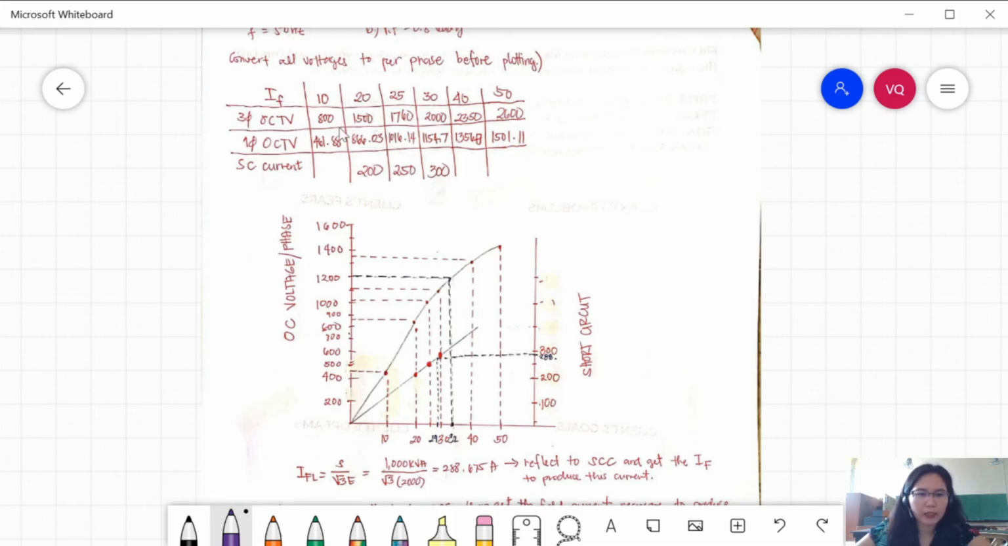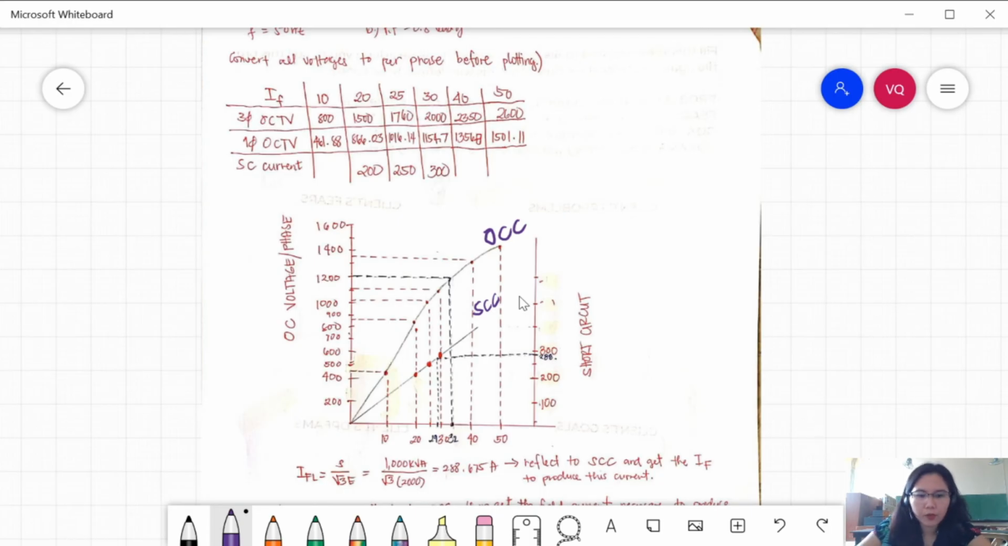If you will graph all the single phase open circuit voltages versus the IF, it will look like this curve. This is our OCC. And the short circuit current corresponds to IF. This will be your curve or graph. This is SCC.